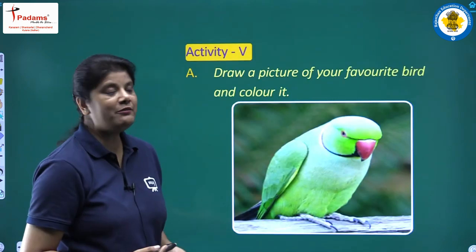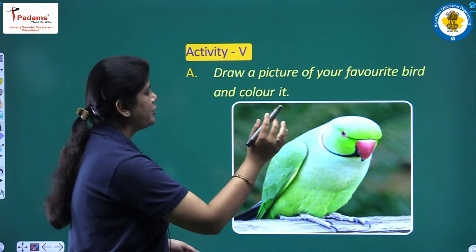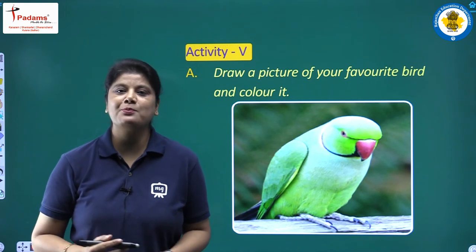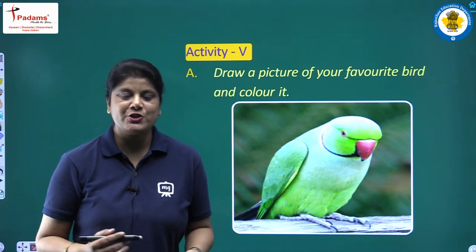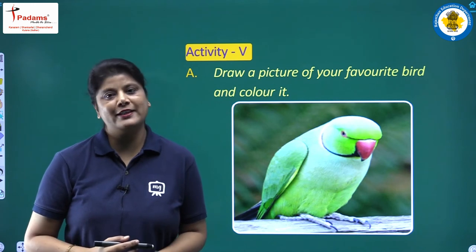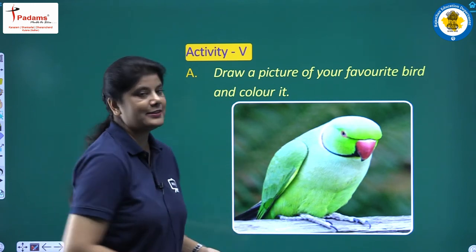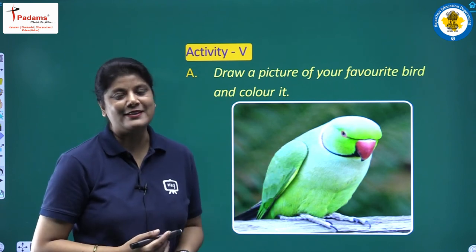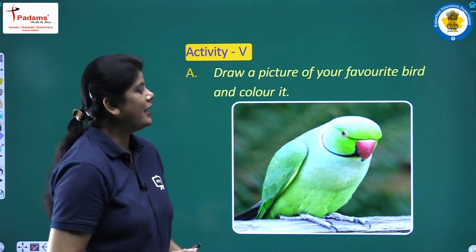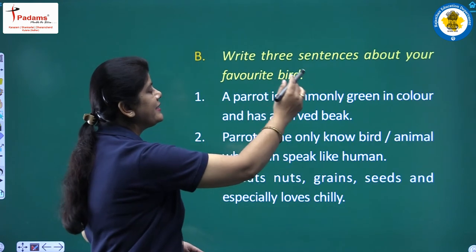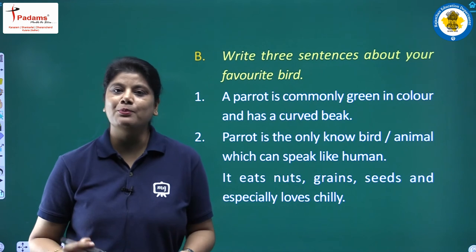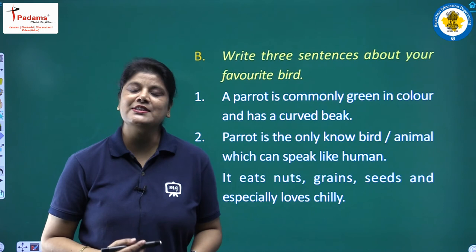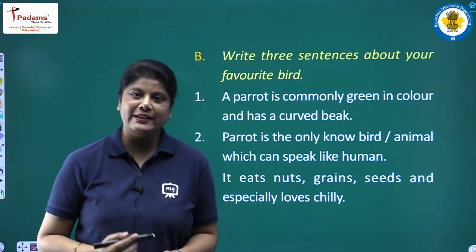Now activity 5. Draw a picture of your favorite bird and color it. What you have to do? Whichever is your favorite bird, you will draw its picture and color it. Like this. This is the picture of who? Parrot. This is a parrot. And now write 3 sentences about your favorite bird. For the picture of the favorite bird that you draw, you also have to write down 3 sentences.